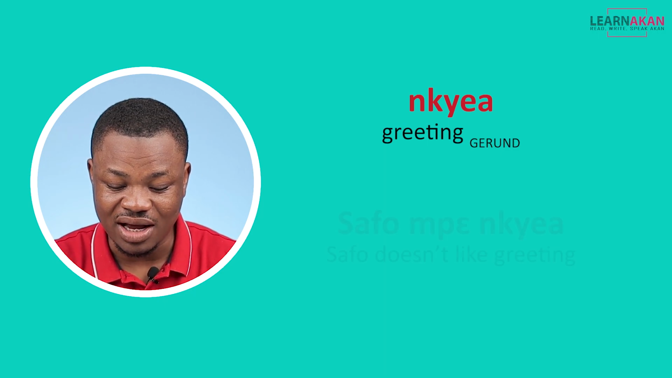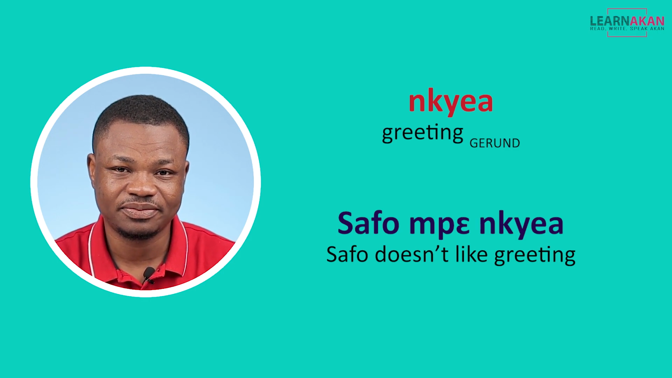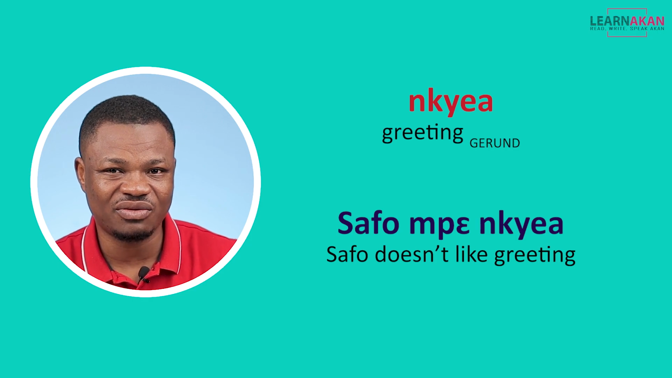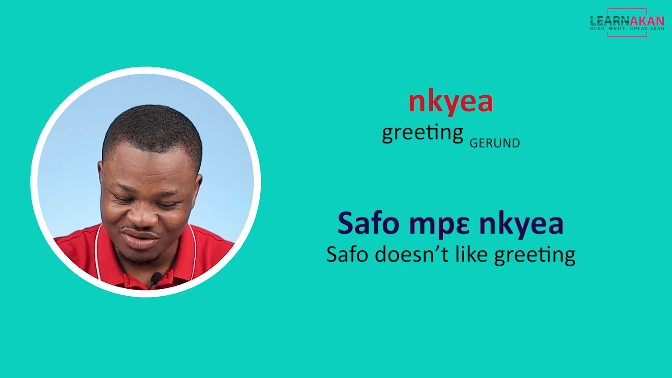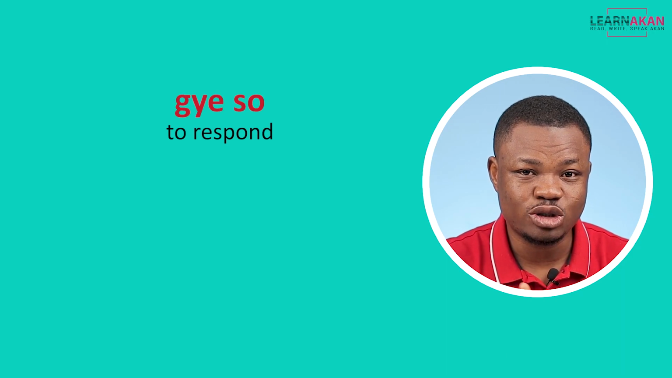An example here, we have Safo mpe nkyea. Okay, so Safo does not like to greet. Let's move away from the greeting bit and move towards the response bit. We are starting with the verb to respond, and that is jeso.